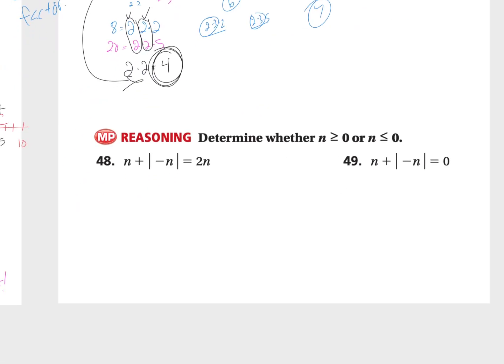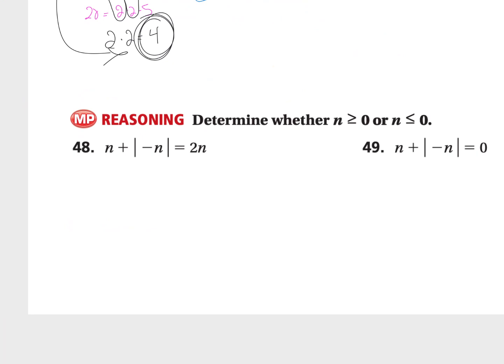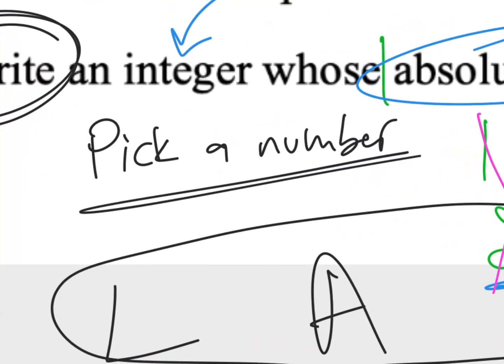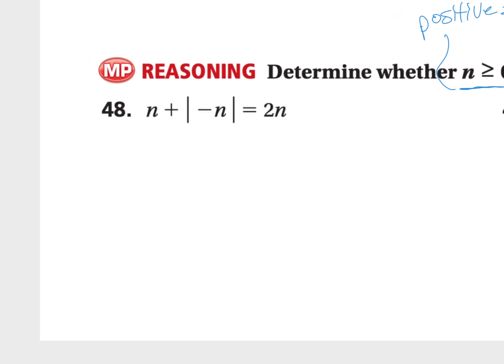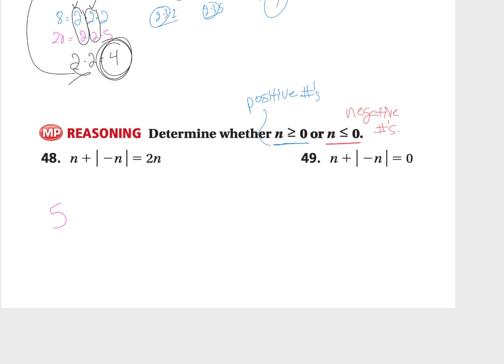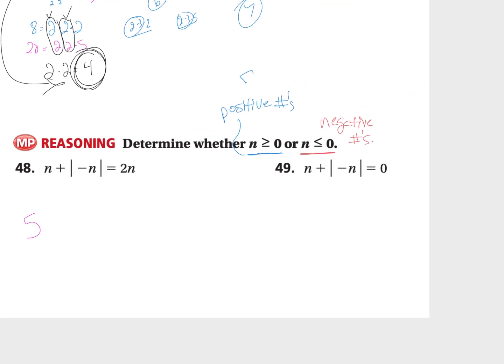All right, down here are the problems that you might be thinking, oh, dude, I need some major help. Determine whether n is greater than or equal to 0. So think about this for a second. These are positive numbers. And over here, n is less than or equal to 0. These are negative numbers, okay? So just like I said over here, I want you to pick a number. So we're looking at this. Why don't we pick an easy number to work with? 5. That would fall into the positive number category.